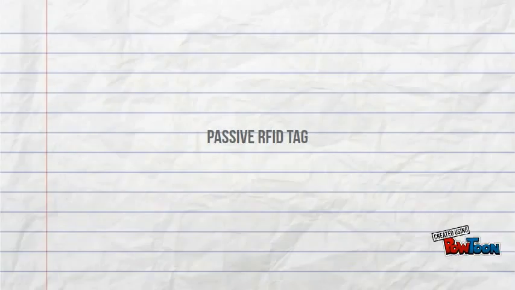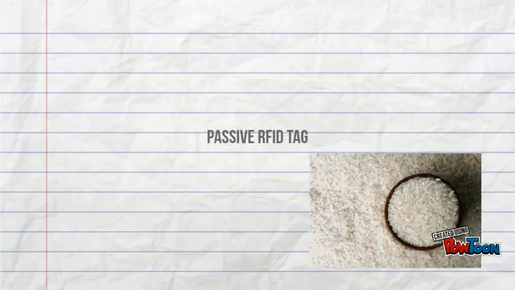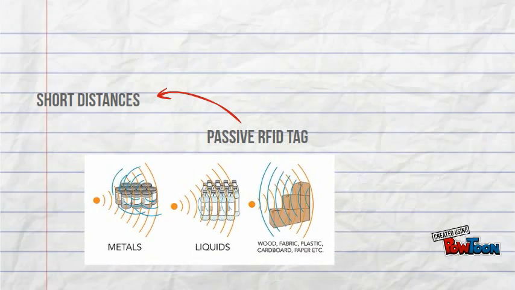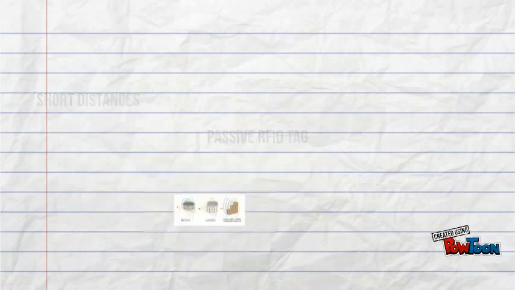These tags have a useful life of 20 years or more. The tag is typically much less expensive to manufacture. The tag is also much smaller. Some tags are the size of a grain of rice. These tags have almost unlimited applications in consumer goods and other areas. However, a passive tag can be read only at very short distances, typically a few feet at most.